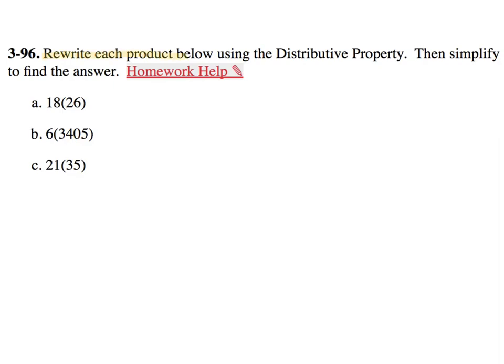Rewrite each product below using the distributive property. Then simplify to find your answer. The directions are saying we're going to be finding a product, which is the result of multiplication, and then we need to use the distributive property. So the distributive property is where we separate the numbers into different place value numbers, and then we find the area model.